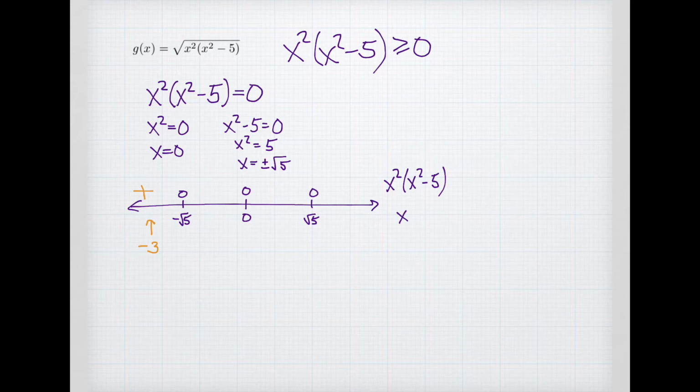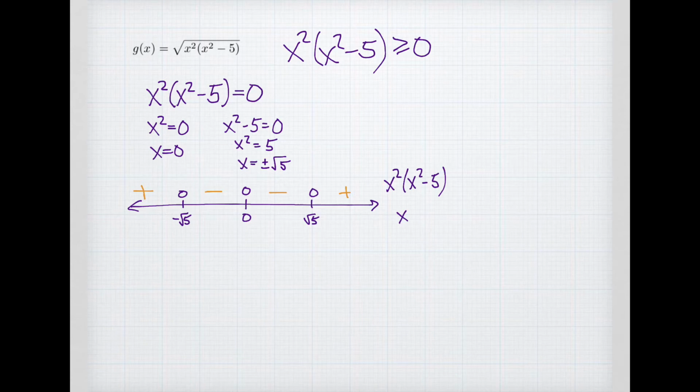If I now look at a number in between negative square root 5 and 0, like negative 1, squaring negative 1 is still positive, but x squared with negative 1 is now 1. 1 minus 5 will be negative, and multiplying those I get a negative value out. As I try additional values, 1 will give me the same signs that we just did, and if I do something like 3 on the far right, the signs go back to positive. So this gives me my sign analysis summary.